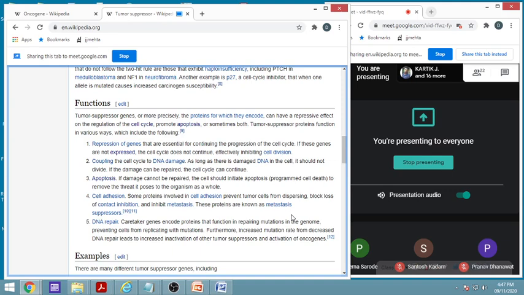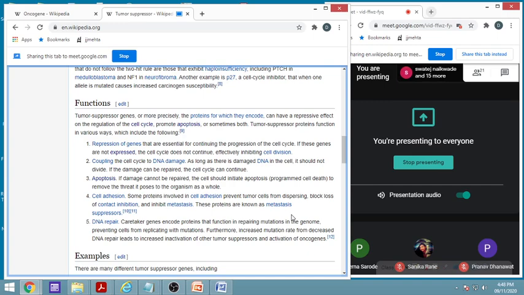So the tumor suppressor genes, through the proteins they encode, can have a repressive effect on the regulation of the cell cycle. They can promote apoptosis, or they can do both. Tumor suppressor proteins function in various ways. One mechanism is repression of genes. We have seen expression and repression, or stimulation and inhibition. There is repression of genes that are essential for continuing the progression of the cell cycle. Examples are various transcription factors, which play a role as either repressor or stimulator. If genes are not expressed, then the cell cycle does not continue, effectively inhibiting cell division.